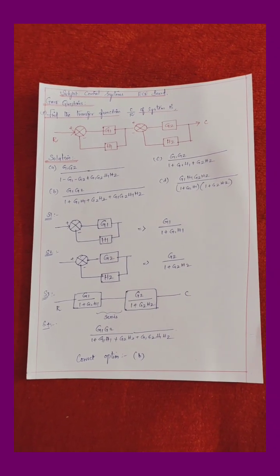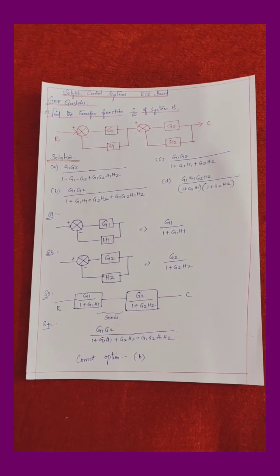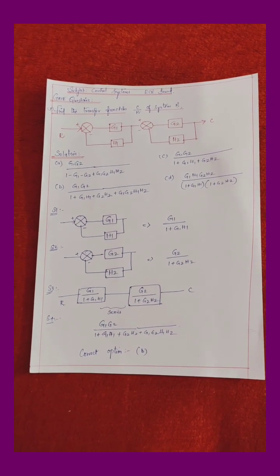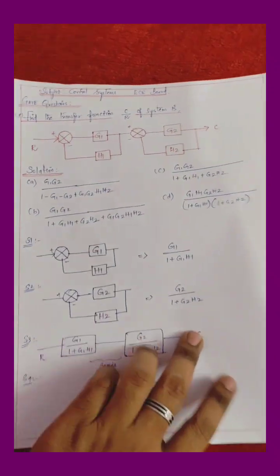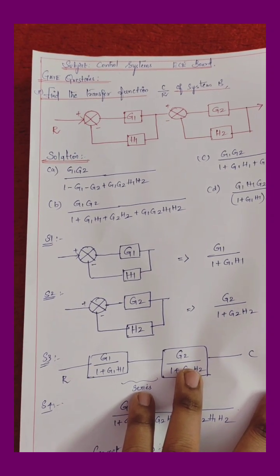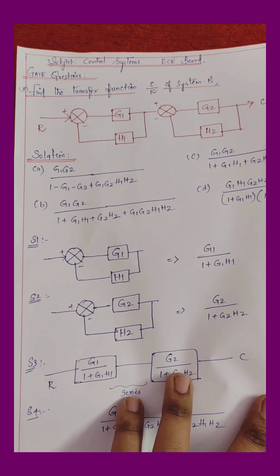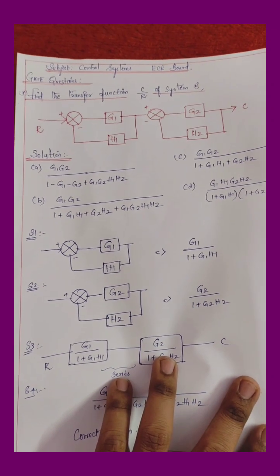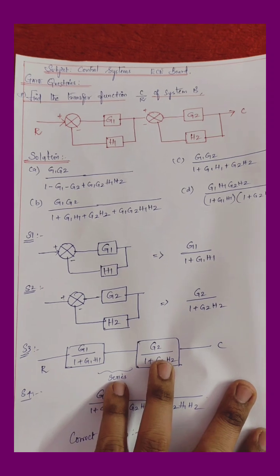Subject control system. We'll see the GATE question problem on the topic of block diagram reduction. Find the transfer function C by R of the system given. See the question: find the transfer function C by R of the system. The diagram is given.